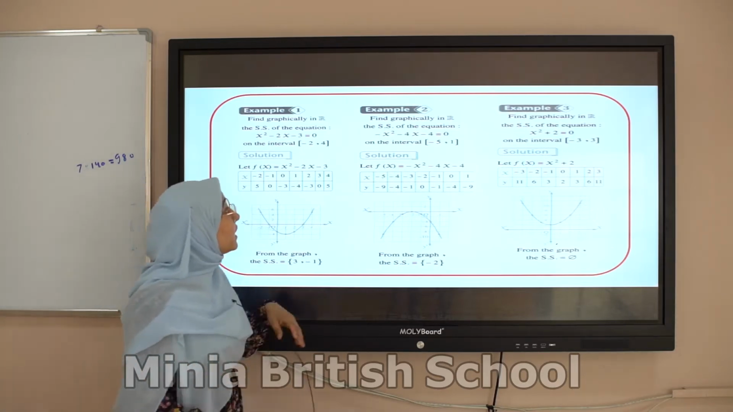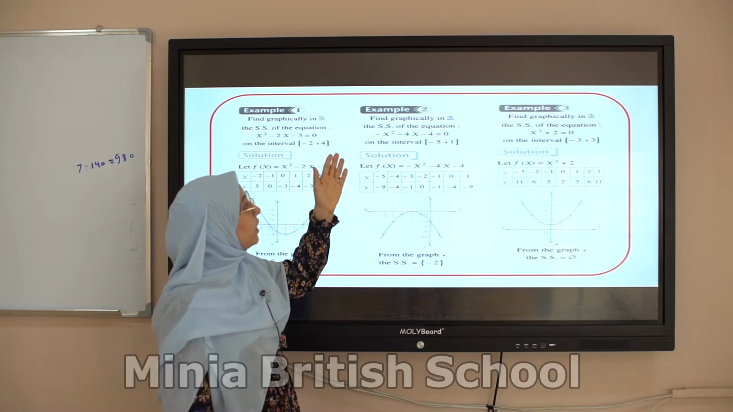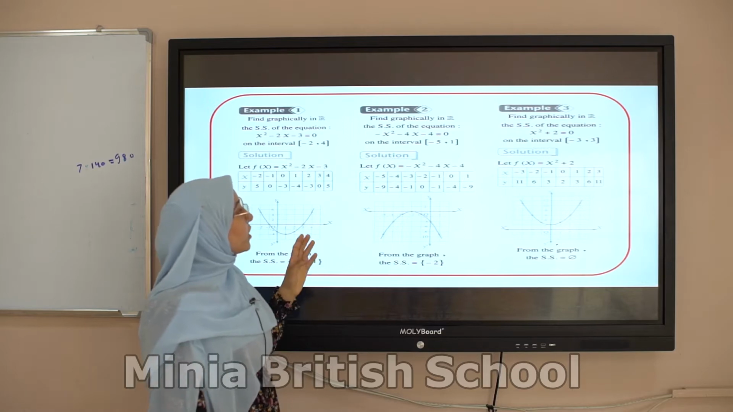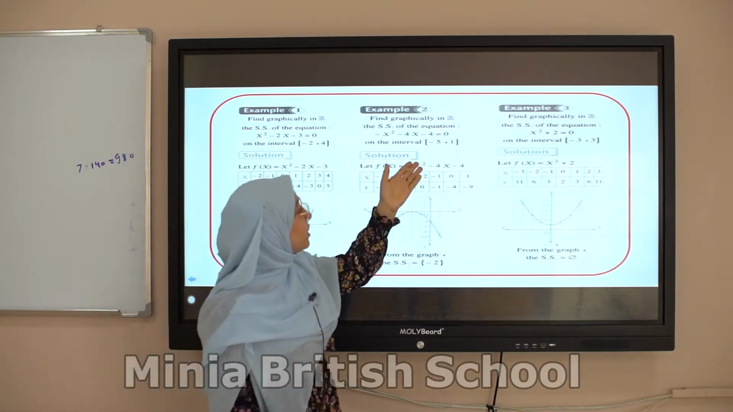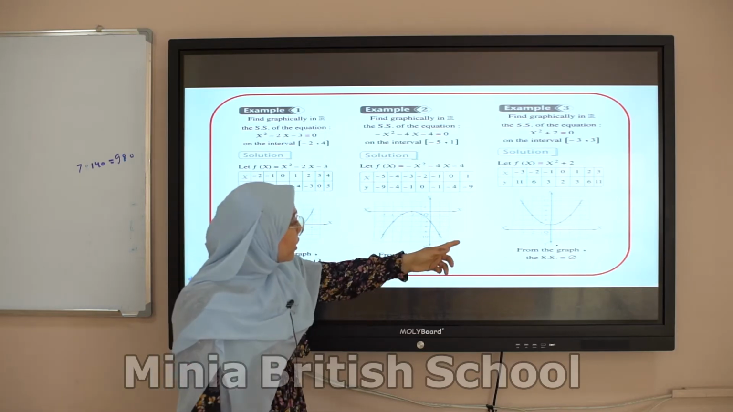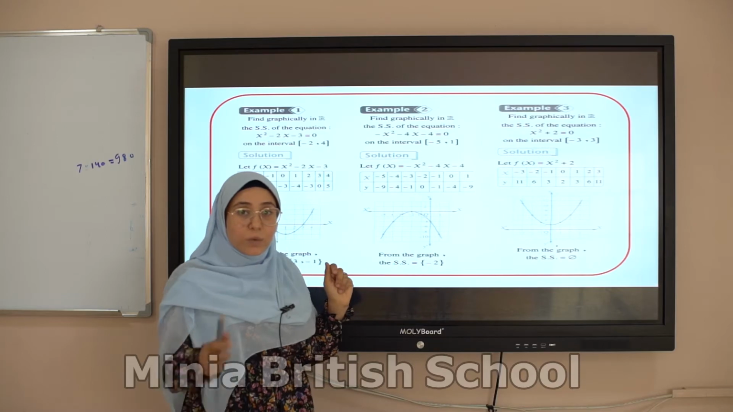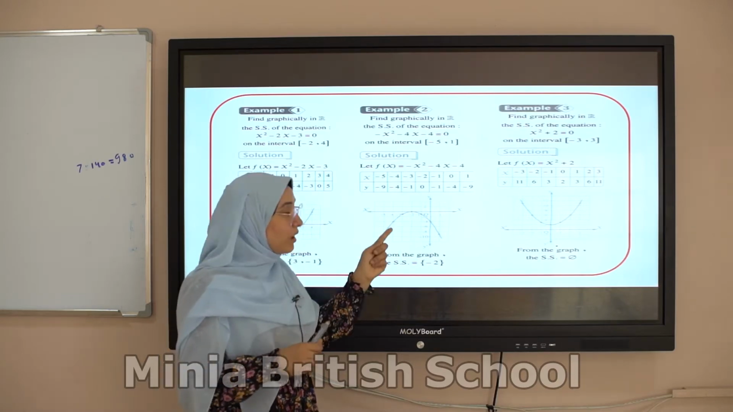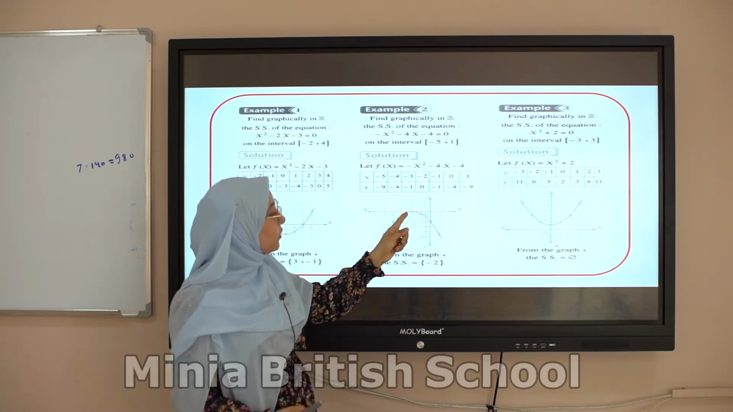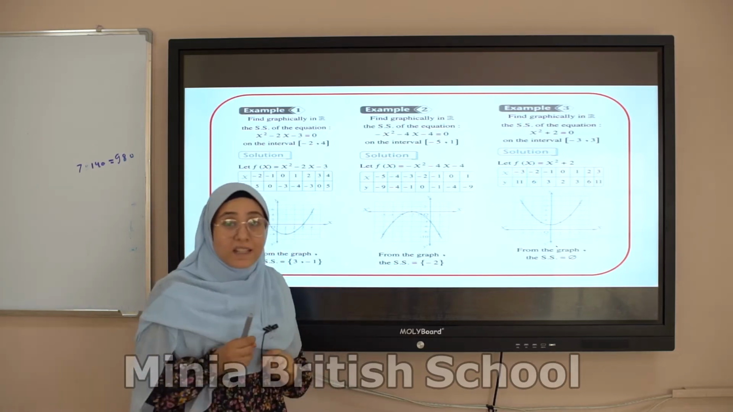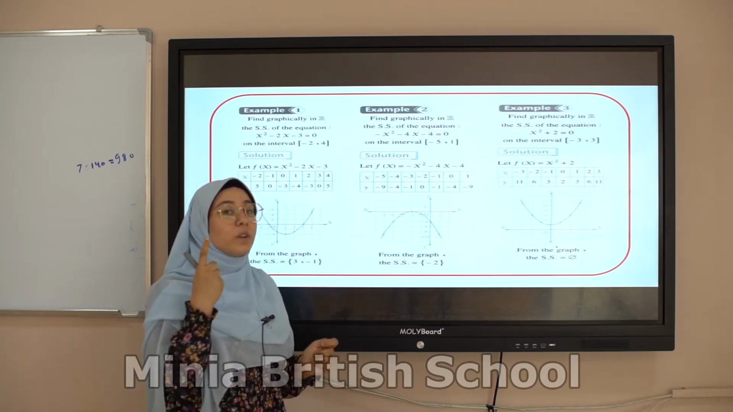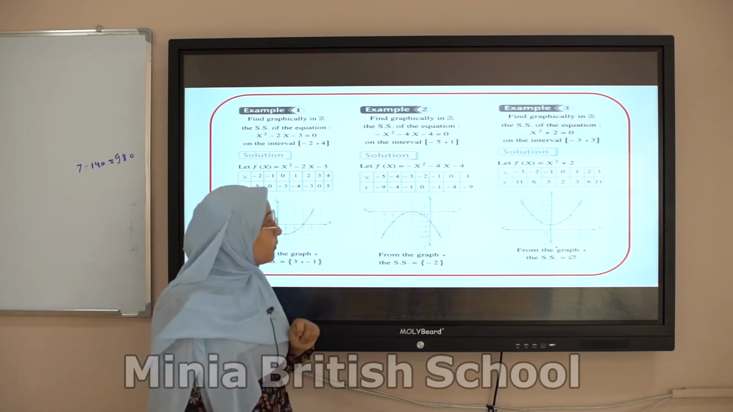The same idea here. In this example, negative x power 2 minus 4x minus 4 equals 0, in the interval [-5, 1], represent this equation graphically. We get this graph. We notice the curve only touches the x-axis at one point, (-2, 0). So the solution set equals the set of element -2, the x coordinate.